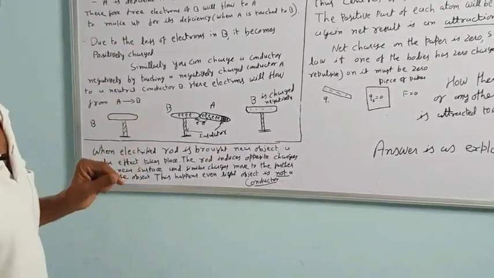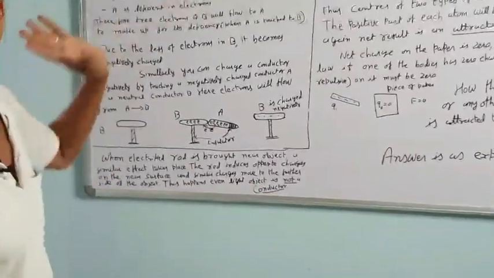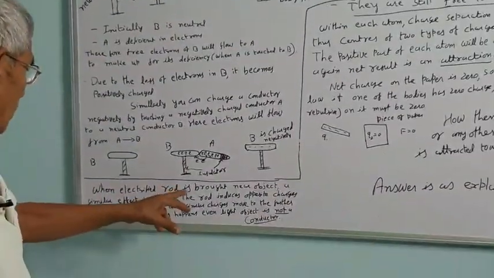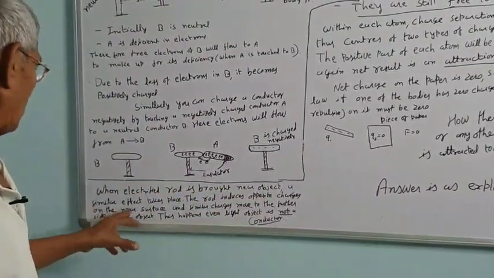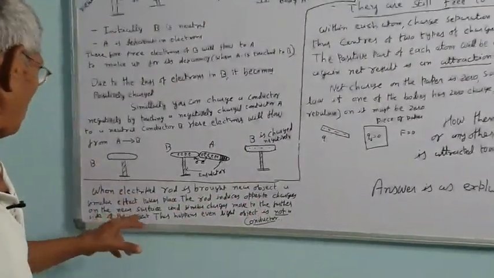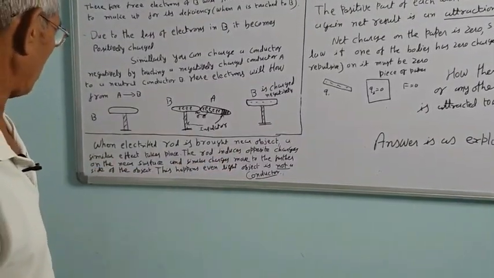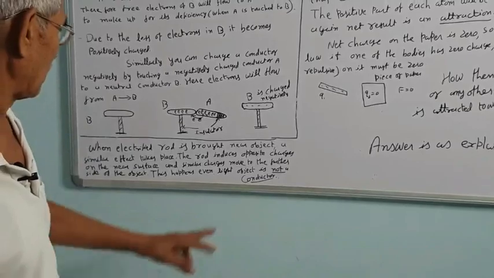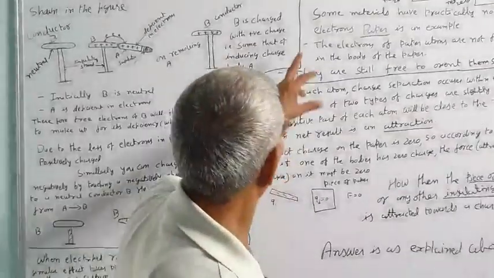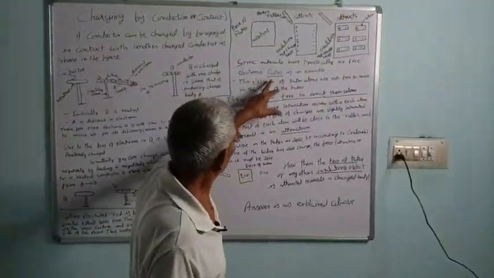Now what about an insulator, like paper or other insulating objects? We have talked about the conductors. When an electrified rod is brought near an object, a similar effect takes place. The rod induces opposite charge on the near surface and similar charge moves to the further side of the object. This happens even if the object is not a conductor, that is, an insulator. Some materials have practically no free electrons, like paper. Paper is an example.